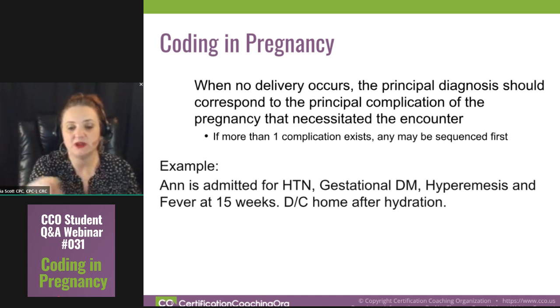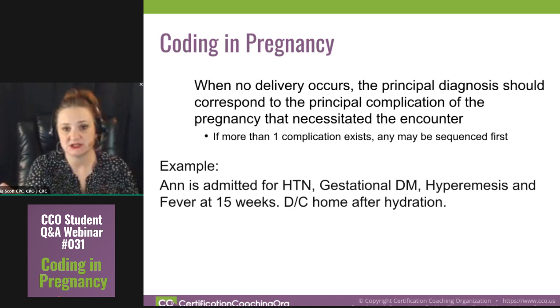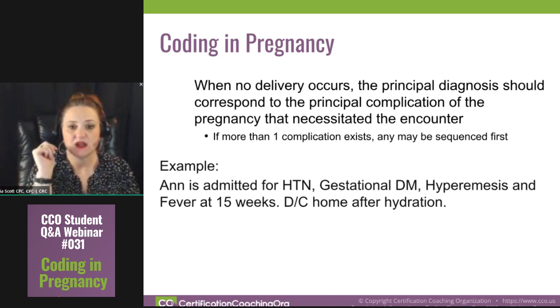So what do we list as the complication? Every one of these is a complication, okay? And she doesn't deliver. She's only at 15 weeks. So she's admitted with complications, treated for those complications, and released home. So no delivery.